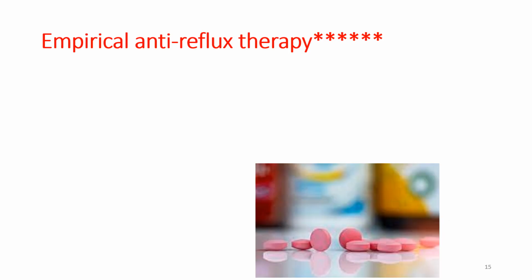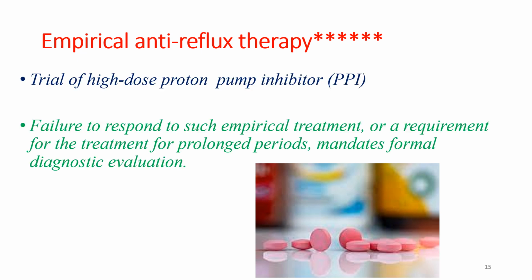The other one, or the best one, the one that all of us use in day-to-day practice, is empirical anti-reflux therapy. This is just a trial of high-dose proton pump inhibitor. Failure to respond to such empiric treatment, or a requirement for treatment for prolonged periods, mandates formal diagnostic evaluation. So once we suspect gastroesophageal reflux disease, especially in children and adolescents, without doing further workup, it's better to give a trial of high-dose proton pump inhibitors. If they fail to respond to such treatment, we go for further investigation that we have said above.